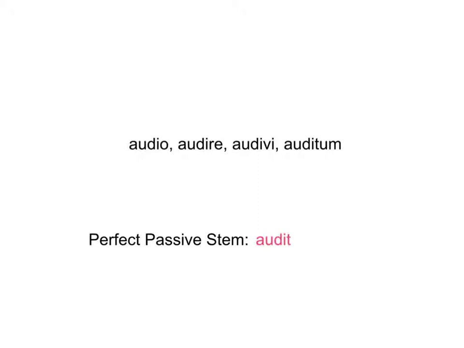So we're going to start, just like we always start with our verb forms, with the principal parts. And I've chosen here a nice fourth conjugation verb, audio, audire, audivi, auditum, a good verb for teachers and students to know. It means to listen.